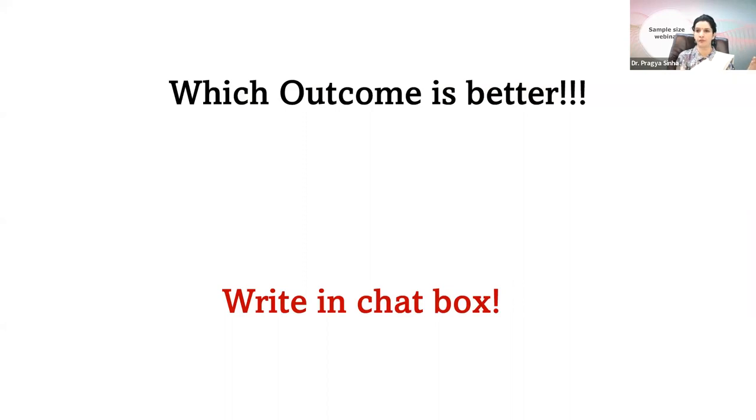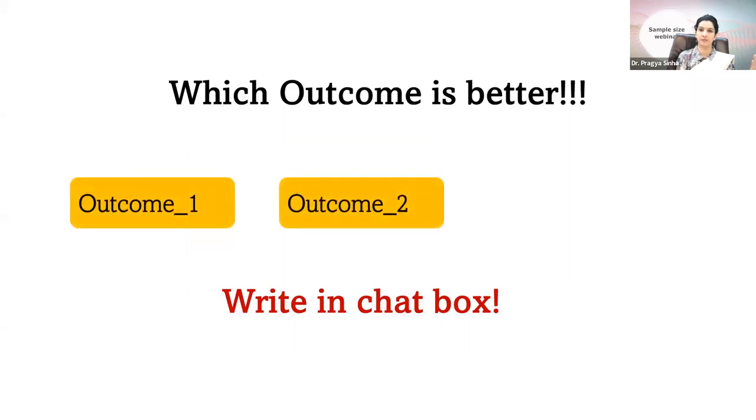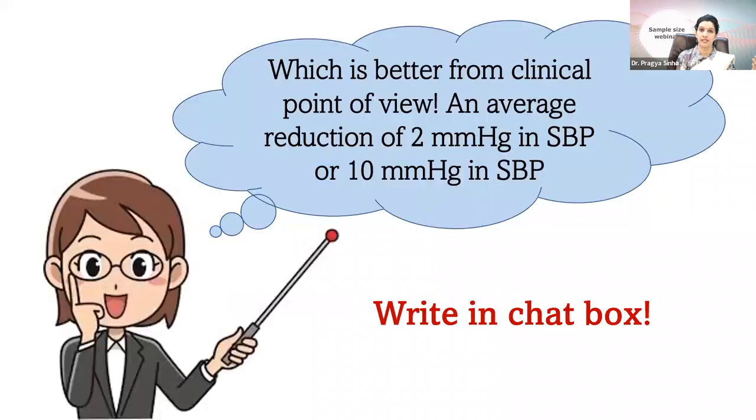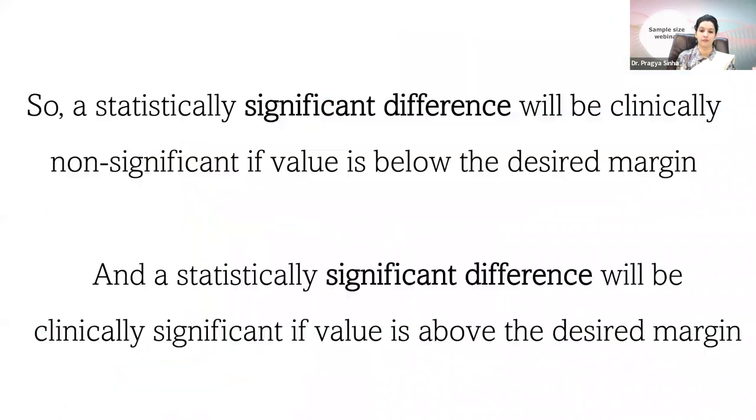So yes, Varun, Tejasvi, many people are writing, Shashikanta, Dhriti, Chunki. Yes, the second outcome is better. Why is it better? Because in this case, you have clinical significance also, and you have statistical significance also. An average reduction of 2 millimeter of mercury in systolic blood pressure is clinically not that significant as compared to 10 millimeter of mercury.